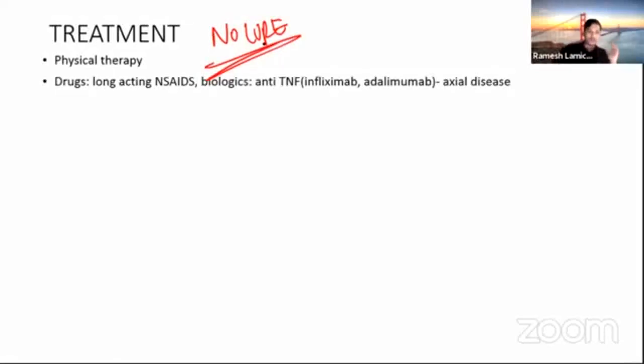Now let's move on to the treatment. In treatment, the main thing in ankylosing spondylitis is physical therapy. There is no cure, okay? So there is no cure for this disease. We have to give physical therapy and drugs. In midline axial disease, usually drugs are more effective, like biologic drugs such as infliximab, adalimumab. These are the effective drugs. And for the pain we give NSAIDs, and if the patient is a candidate for surgery, if there is severe hip or knee restriction, then we can do surgery.